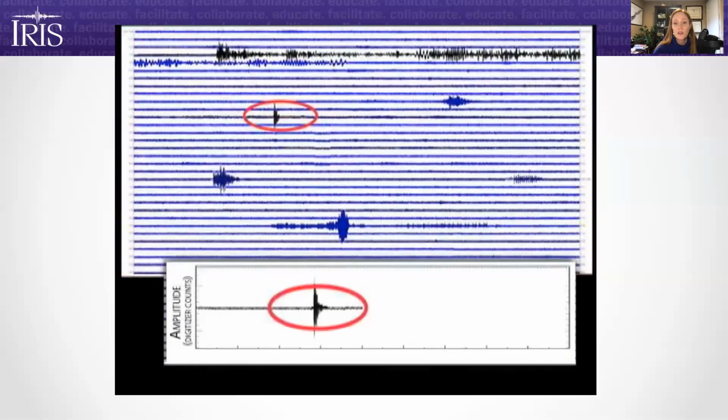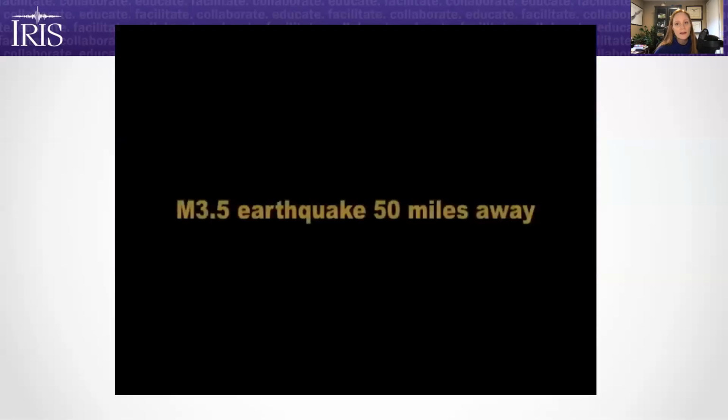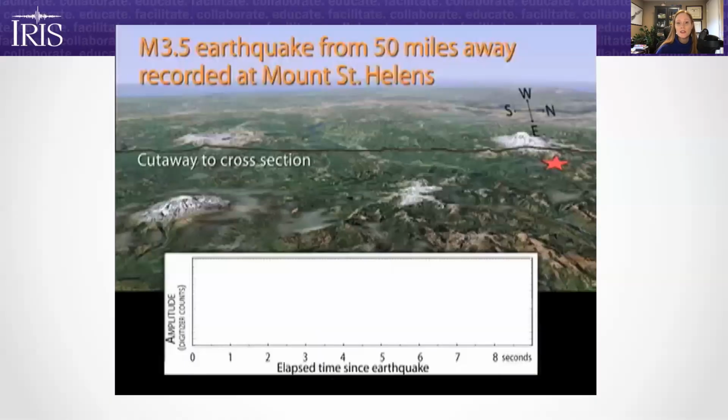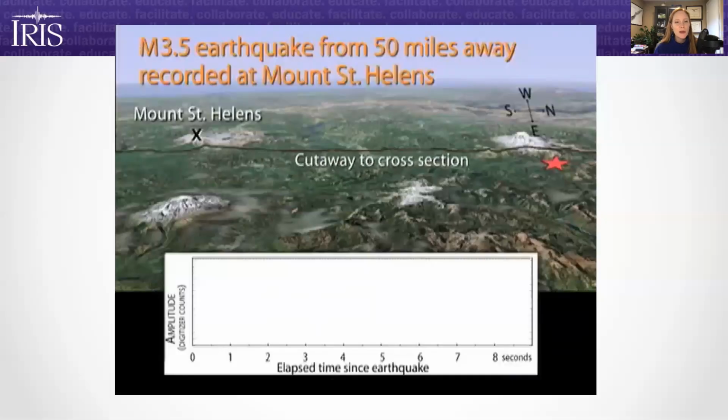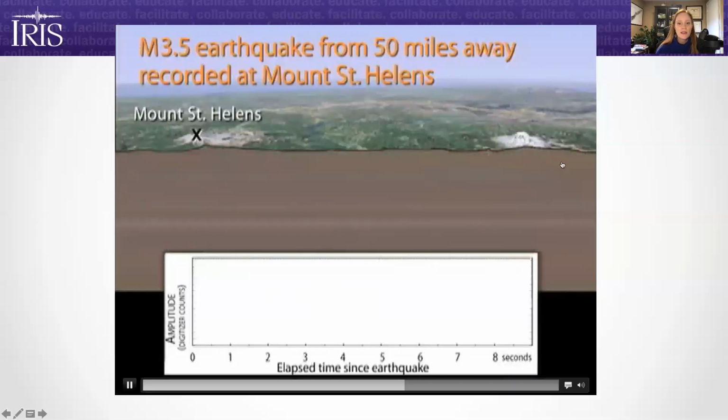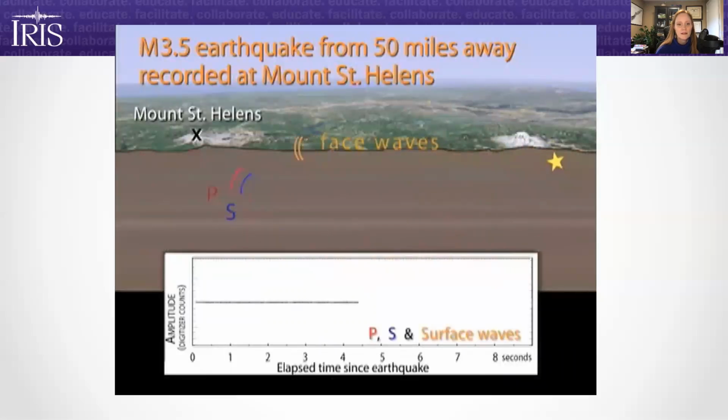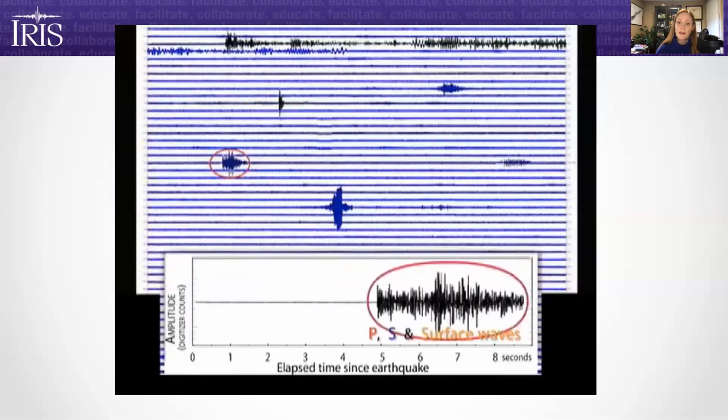Next, we're going to look at an earthquake that happened a little bit farther away. So now you're going to start to differentiate between the P wave and the S wave because they had a little bit of time to spread out. The earthquake, here it goes. And you can see the different seismic waves arriving in Mount St. Helens.